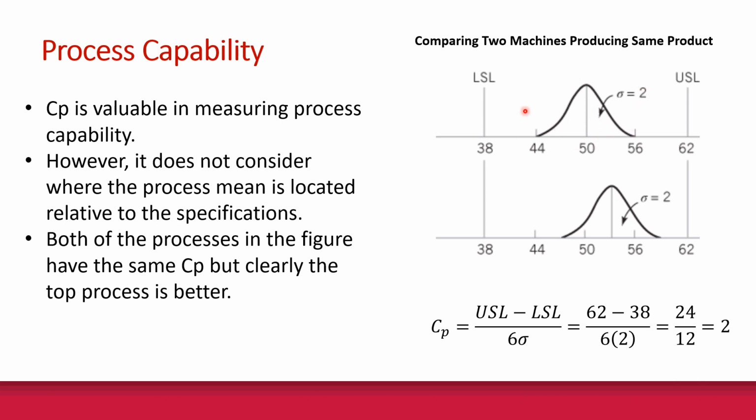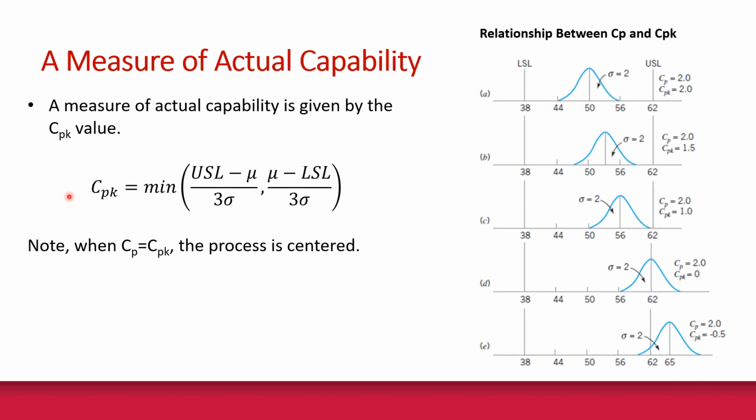We'd rather have all of our machines where the process is centered between the upper and lower specification limits. So in order to take this process centering into account, we define a new process capability ratio known as C sub PK. What it does is it simply takes the C sub P value and divides it in half. It computes a C sub P upper and a C sub P lower, and it takes the minimum of those two values.